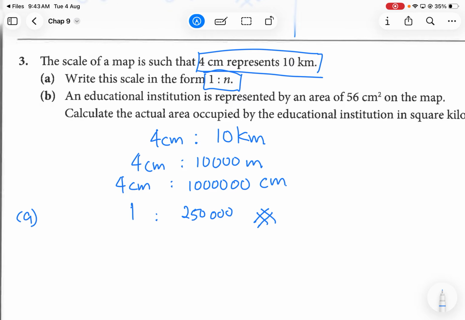So the scale factor for area is different. The scale factor for length is 1 is to 10. The scale factor for their area, exact same figure, is now 1 is to 100. Okay? So the scale factor for length is different from the scale factor for area. What is the relationship?